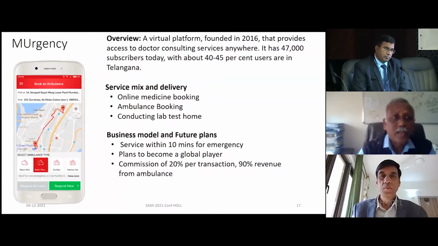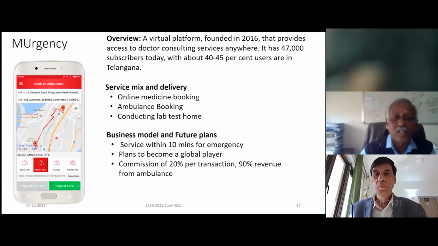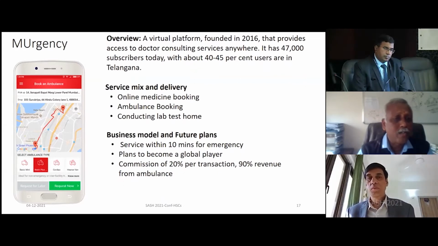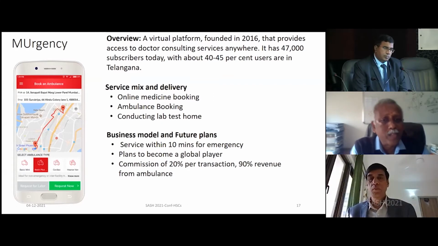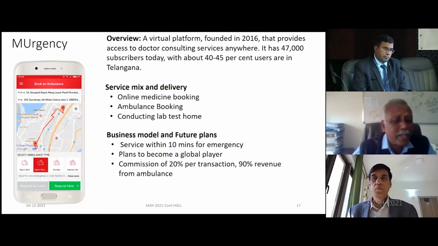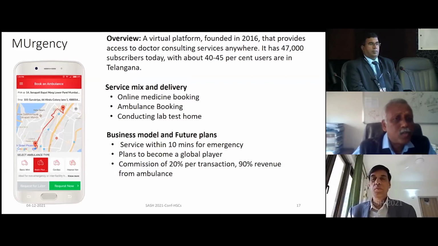The new urgency is one model where mobile-based smart technologies have made a difference. So what is their business model? You look at these things: now health is getting really complex by bringing these technological advances into the picture. So this is one example.